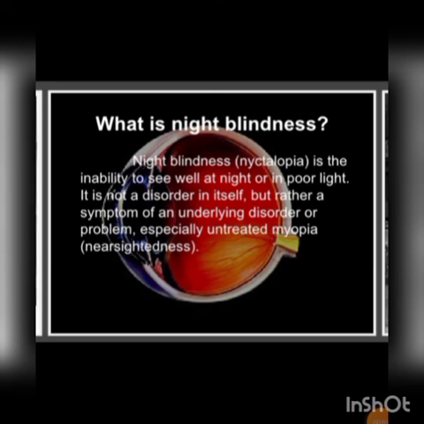Next, third one, poor nutrition, night blindness. What is night blindness? Night blindness is the inability to see well at night or in poor light. It is not a disorder in itself, but rather a symptom of an underlying disorder or problem, especially untreated myopia. A person suffering from night blindness loses the ability to see in dim light. It occurs when the level of the light sensitive molecules in the rod cells of the retina is low.